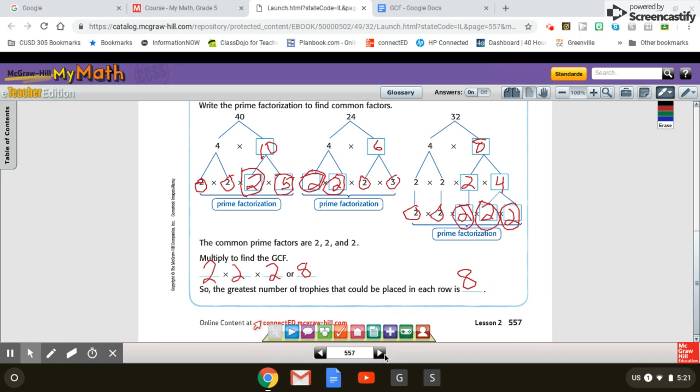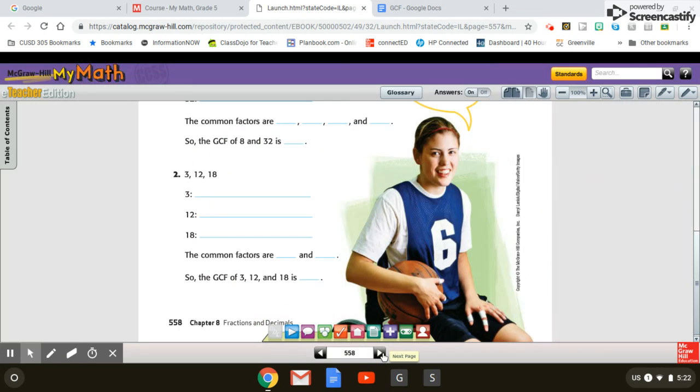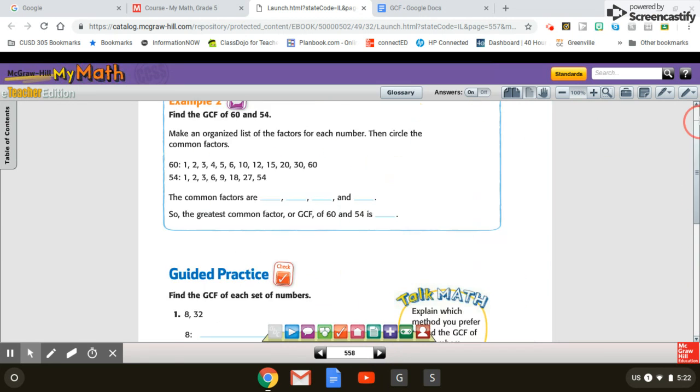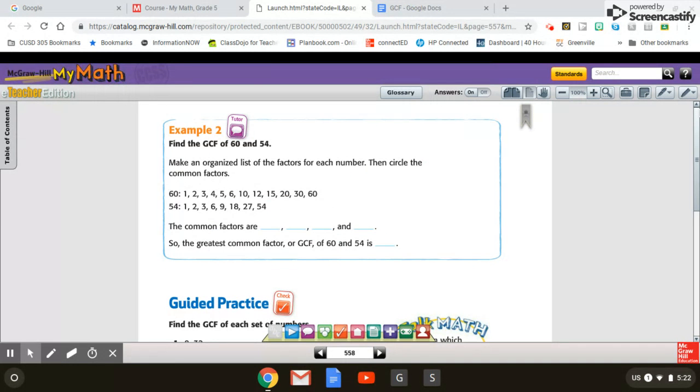Okay, all right, now the second way we can do this, the second way they do it, is you can list the factors in just a list. Okay, so we're finding the GCF between 60 and 54. We just go through and, okay, I know that 1 times 60 gives me 60. I know that 2 times 30 gives me 60. 3 times 20 gives me 60. 4 times 15 gives me 60. 5 times 12 is 60. And then 6 times 10 is 60. So those are all the factors of 60.